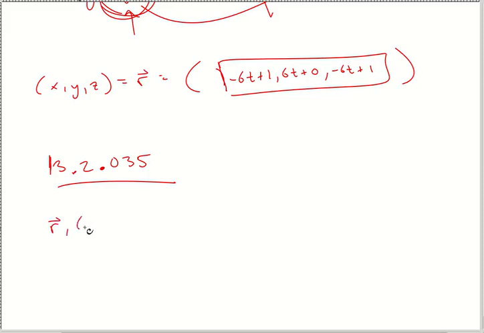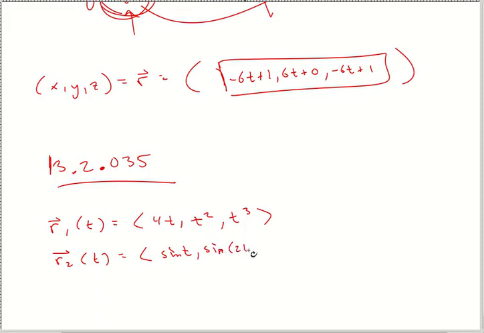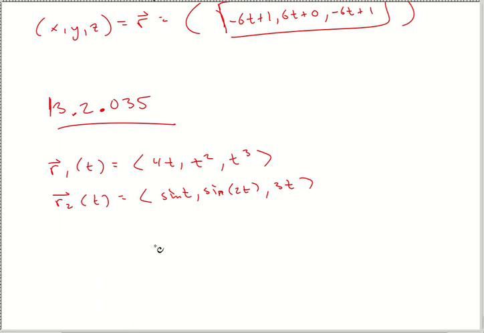So this is an R1 of t. It's R1 of t is 4t, t squared, t cubed. And I got R2 of t, which is sine of t, sine of 2t, and then 3t. Okay, so some things here. It says they intersect at the origin. They intersect at the origin. They want to know the angle between the lines, between these two curves.